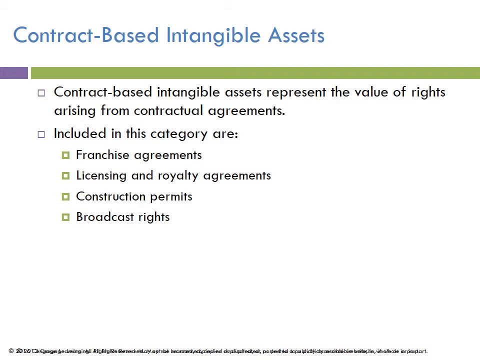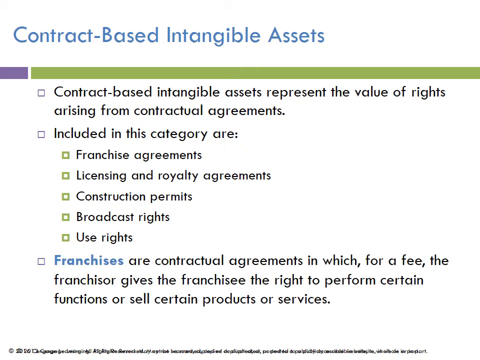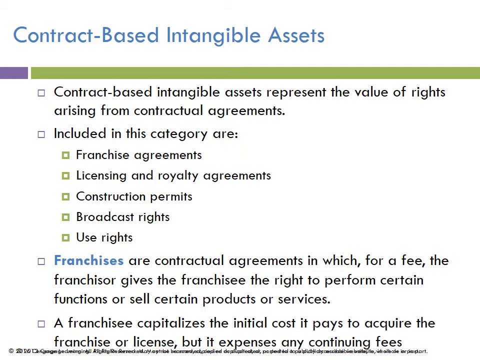Construction permits, broadcast rights, use rights, like using music. Franchises: for a fee, the franchisor gives the franchisee the right to perform certain functions or sell certain products or services, like McDonald's. We capitalize the costs to acquire the franchise or license, but we expense any continuing fees that may have to be paid on top of that.